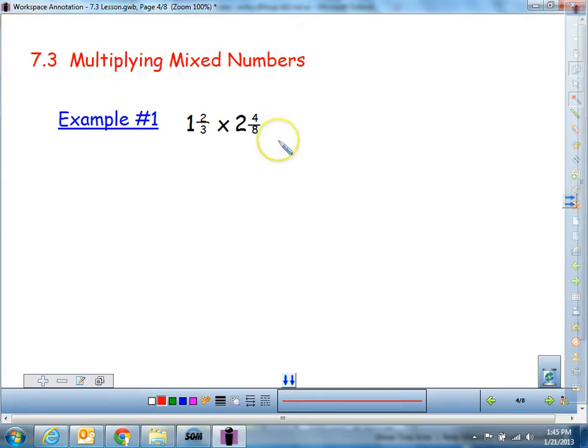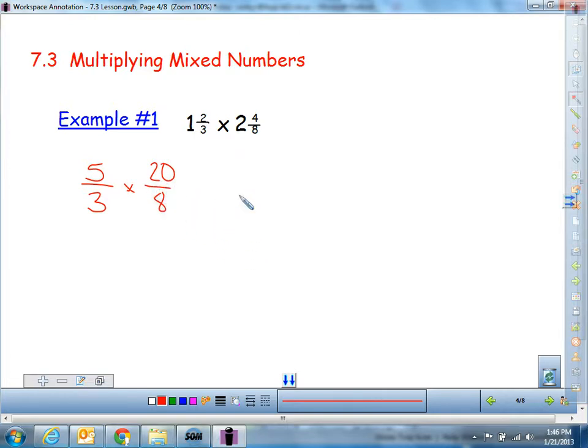I hope you thought of improper fractions, because that's exactly what we want to do. We can't really multiply any of this until we switch it. So we're going to go ahead and convert both of these to improper fractions. Remember, we take the whole number times the bottom and add it to the top. So I've got 1 times 3 is 3, plus 2 makes it 5 on top. The bottom number stays the same, so 5/3. Here we have 2 times 8 is 16, plus 4 is 20. So I end up with 20 over 8.